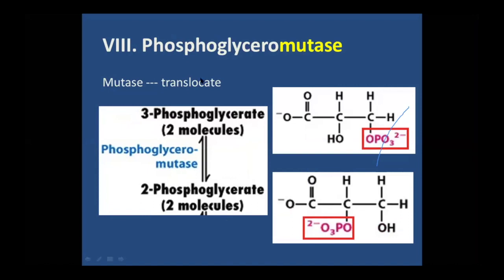Now we have the 8th step. 8th step is phosphoglyceromutase. Mutase would be resulting to a translocation only. So this would actually be from the 3rd position of the phosphate, it transfers into the 2nd position, which is why here in the resulting molecule, instead of the position 3, we have the position 2. Thus, we have 2-phosphoglycerate. Again, we form 2 molecules of this.